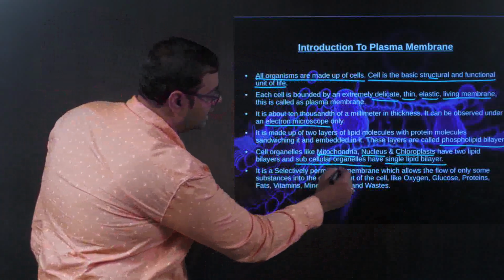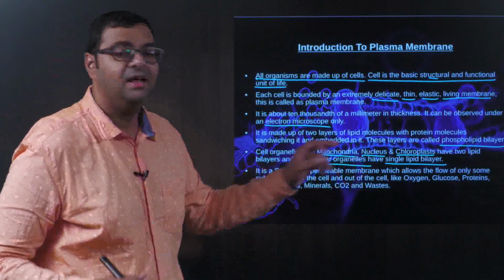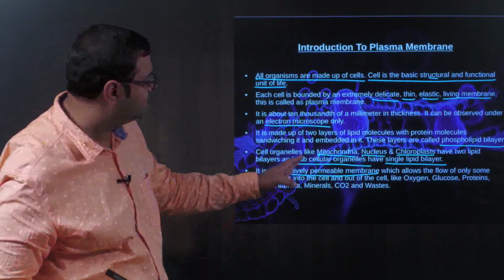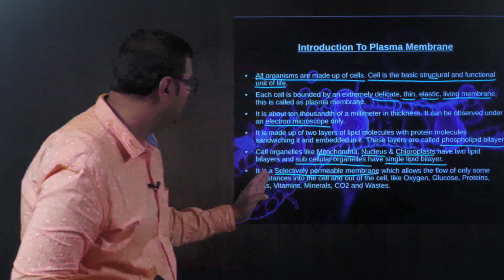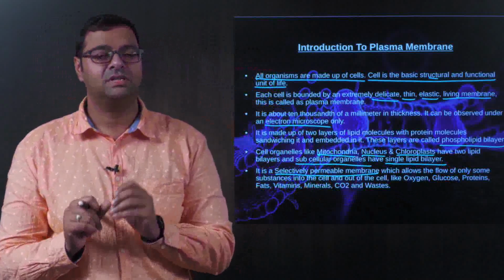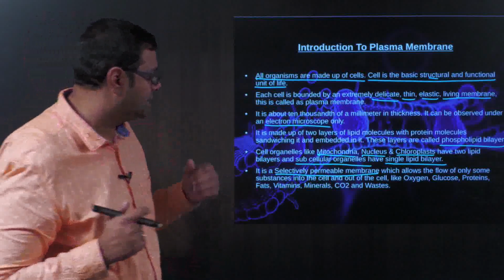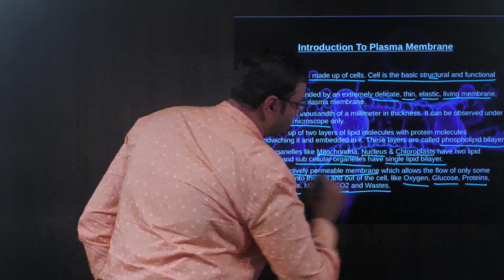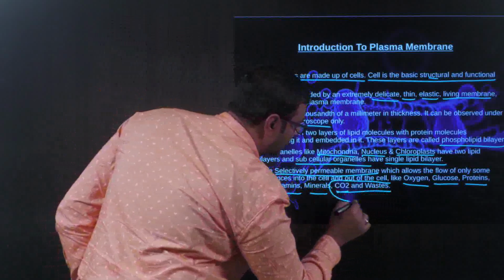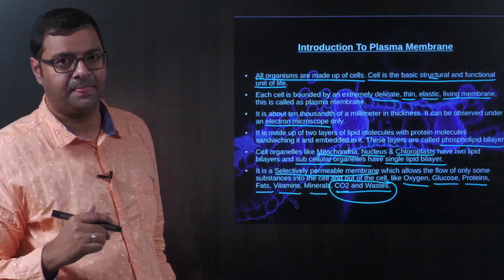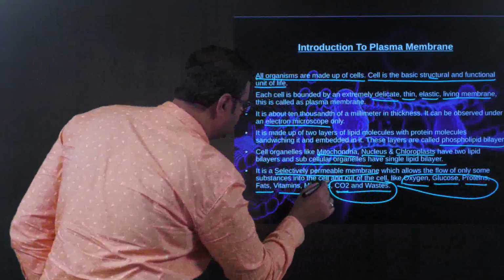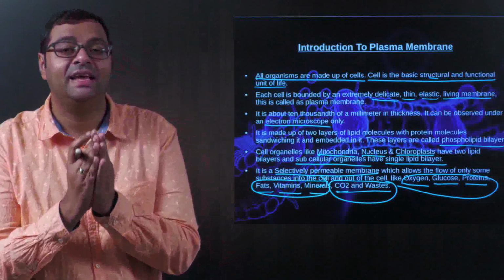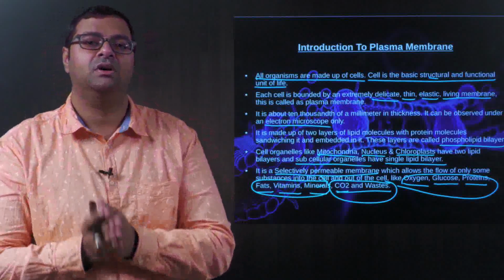Next, the plasma membrane is a selectively permeable membrane. The meaning of this term we'll discuss in the next class. A selectively permeable membrane allows the flow of only certain substances, only very few substances, in and out of it. For example, you have oxygen, glucose, proteins, fats, vitamins, minerals, carbon dioxide and wastes. Out of these, carbon dioxide and wastes come out of the cell, and oxygen, glucose, proteins, fats, vitamins and minerals go into the cell. So the plasma membrane actually selects what has to come into the cell and what has to go out of the cell. All right, children?